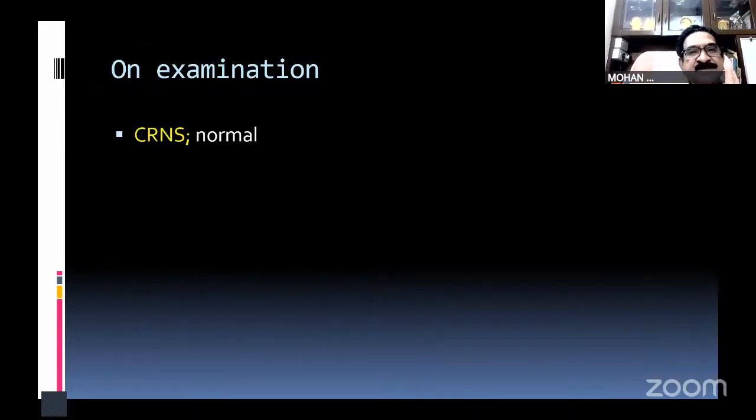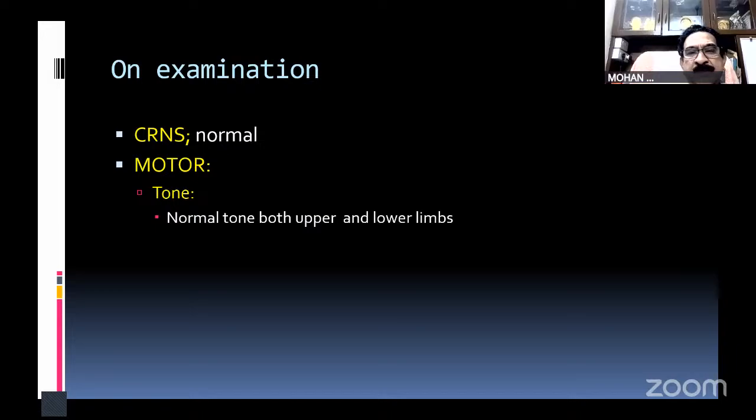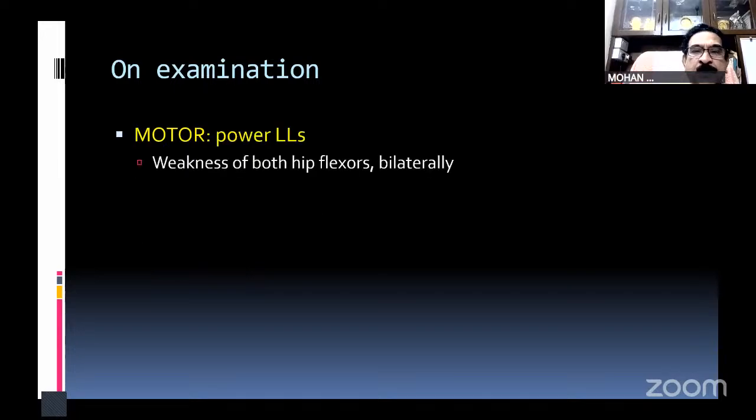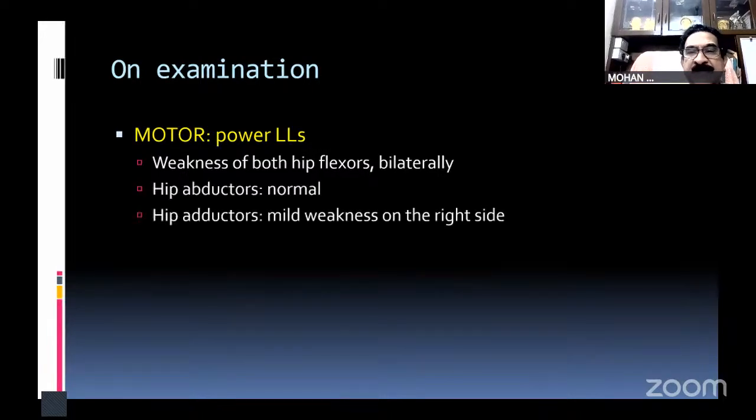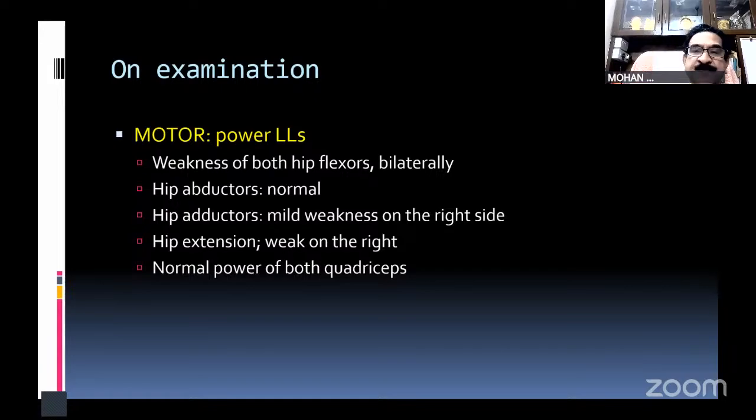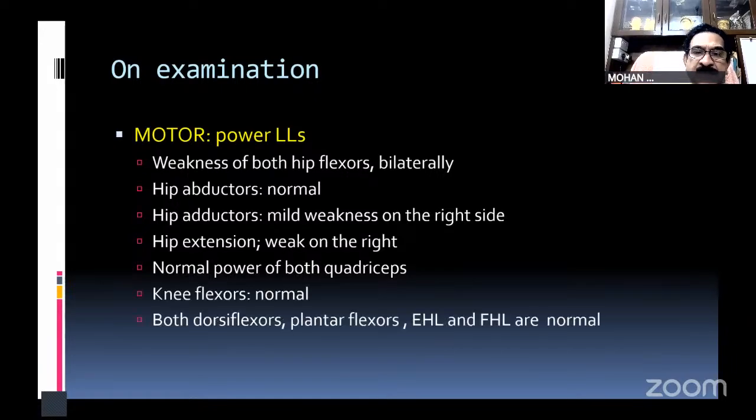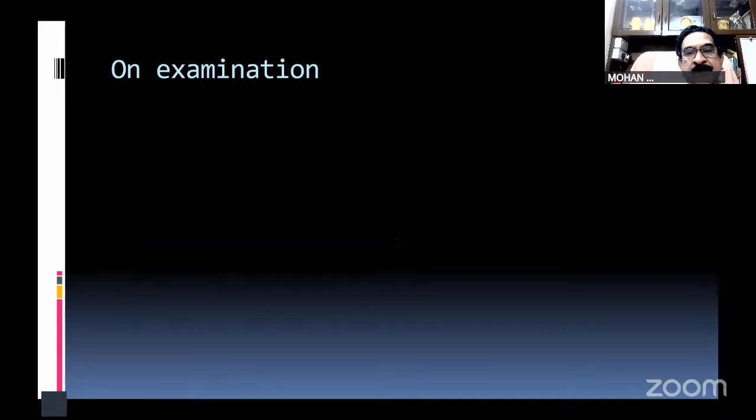So on examination, cerebellar normal. Motor: tone normal in upper and lower limb. Power all normal in the upper limbs. Lower limb: weakness of both hip flexors bilaterally on examination lying down. Hip abduction normal. Adductors mild weakness on the right side. Hip extension weak on the right side, probably mild weakness on the left side as well. Normal power of quadriceps. Knee flexors normal. Both dorsiflexors, plantar flexors, EHL, FHL are normal. But on walking, he is not fully dorsiflexing when asked to stand on heel.